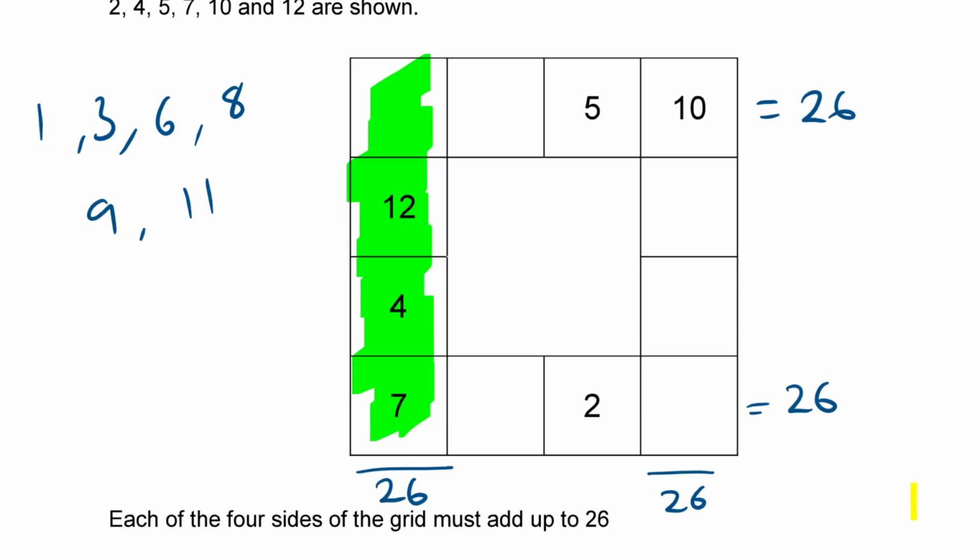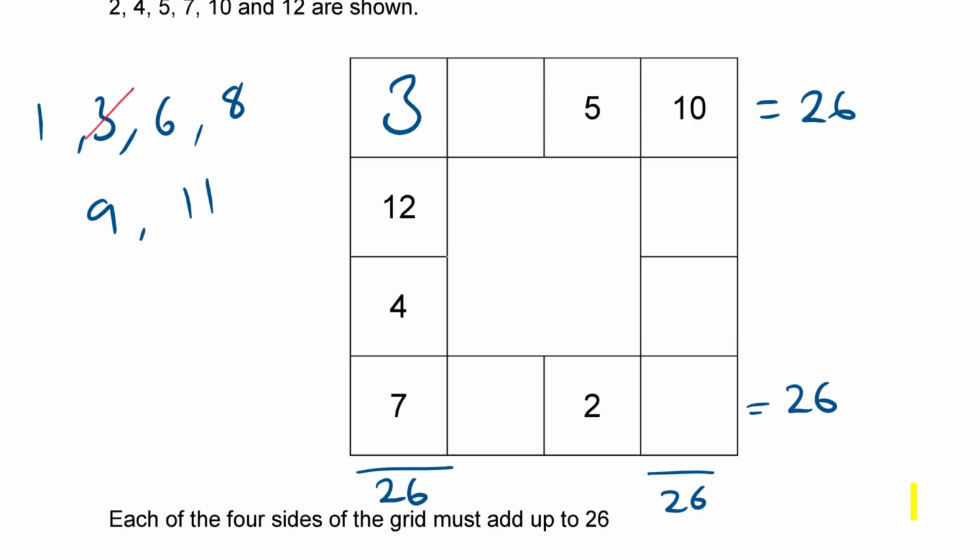So 7 plus 4 plus 12 is, what's that, 12, 16, 23. So I need to put a number in there that makes it 26, so it must be the 3. Okay, so I'm pretty confident that the 3 belongs there. Okay, so I've used up my 3.